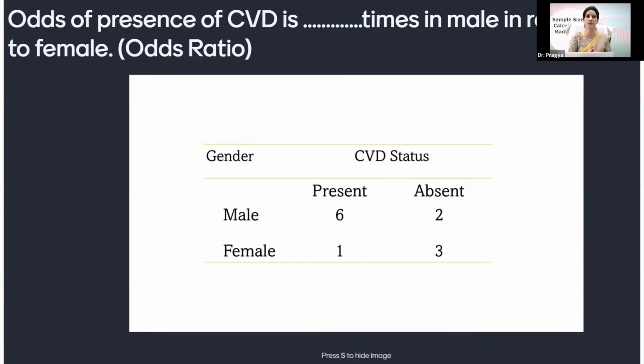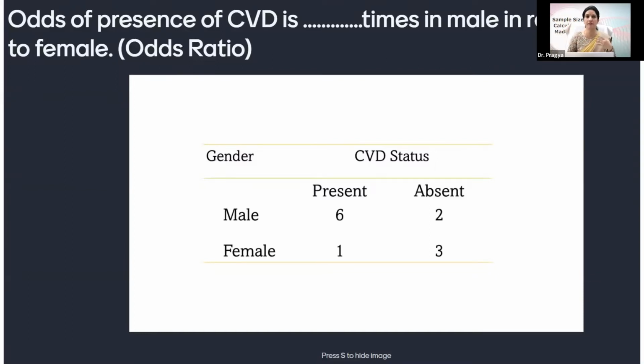Now if I ask this question, the odds of disease is how many times in male in reference to female, then what will be your answer? Yes. So in this case, it is 9 times. Or if you write it like 6 by 2 divided by 1 by 3. So yes, the overall answer will be 9, but don't try doing AD by BC, because odds is in reference to something else.